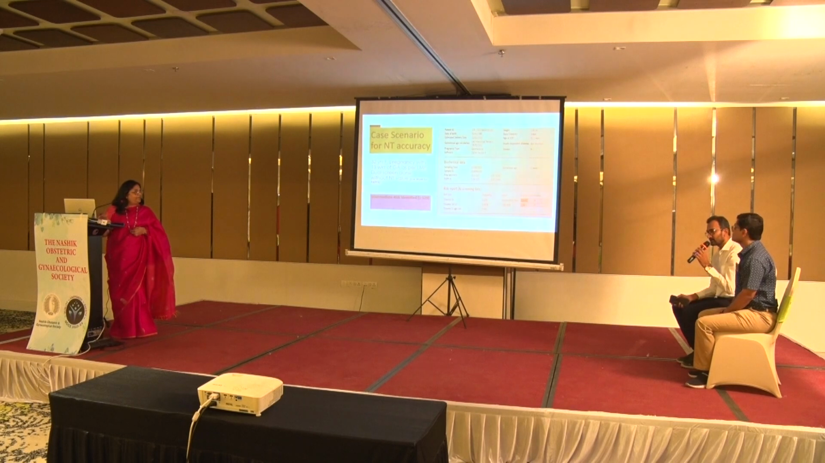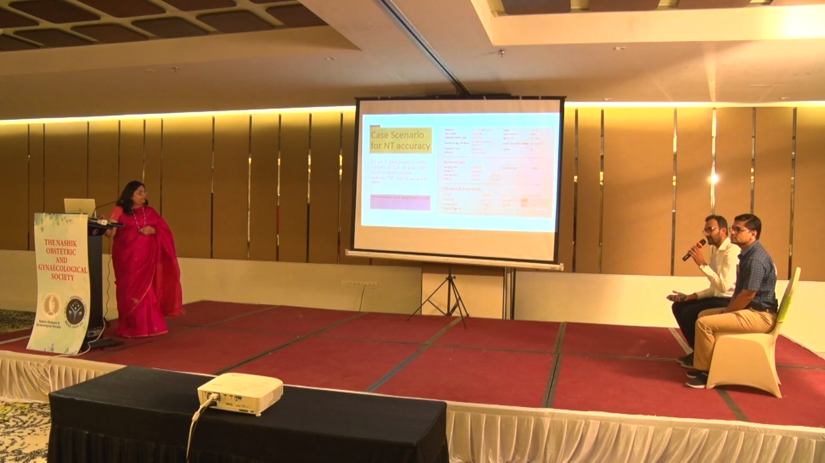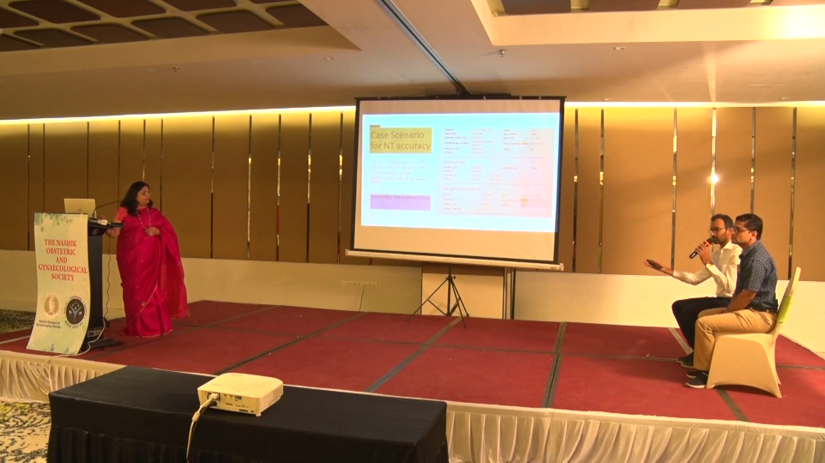The very important point here is that whenever we read the double marker report, we keep the NT report with us, we look at the NT image to see if it was taken properly, and in the double marker report we don't just read whether it is a positive or negative screen. We look at the MoM of PAPP-A, we look at the MoM of beta HCG, and then we see if there is any discrepancy. So we read the entire report, not just positive or negative, that's it. And also look at the NT image, that also matters a lot.